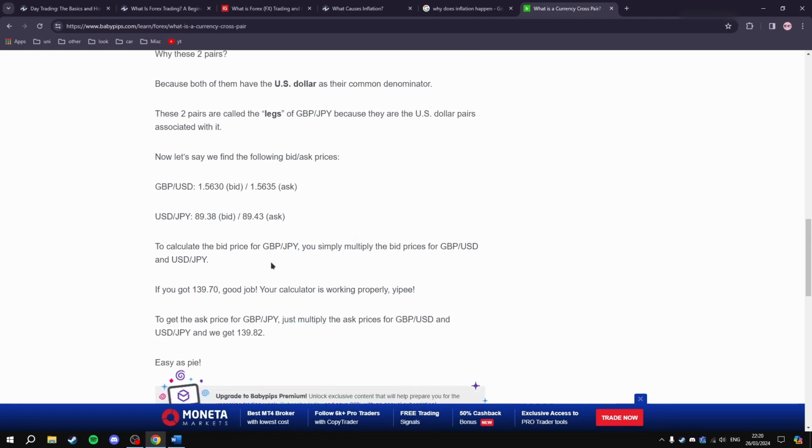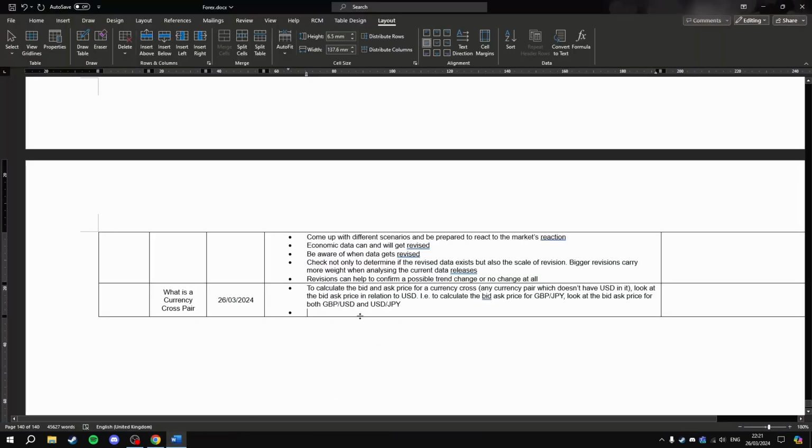To calculate the bid price for GBP/JPY, you simply multiply the bid prices for GBP/USD and USD/JPY. If you've got 139.70, good job, your calculator is working properly. To get the ask price for GBP/JPY, just multiply the ask prices for GBP/USD and USD/JPY, and we get 139.82. Easy as pie.